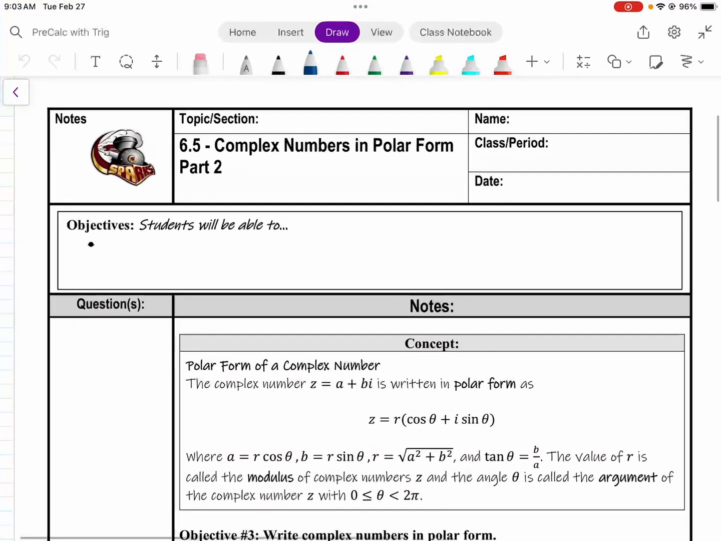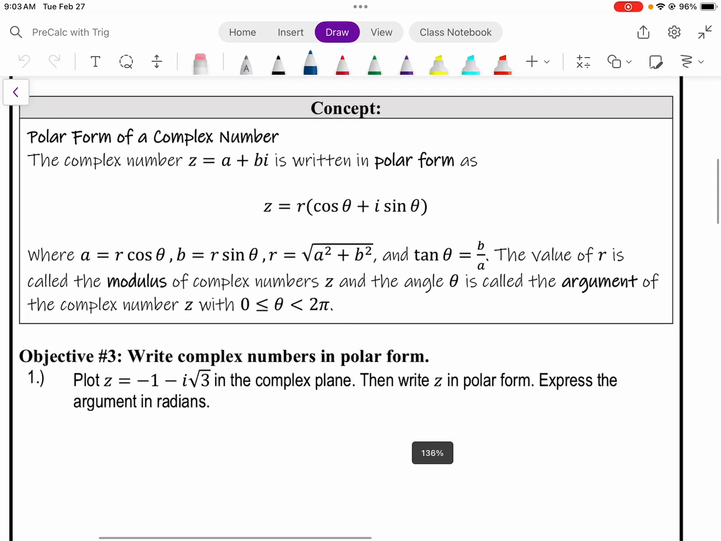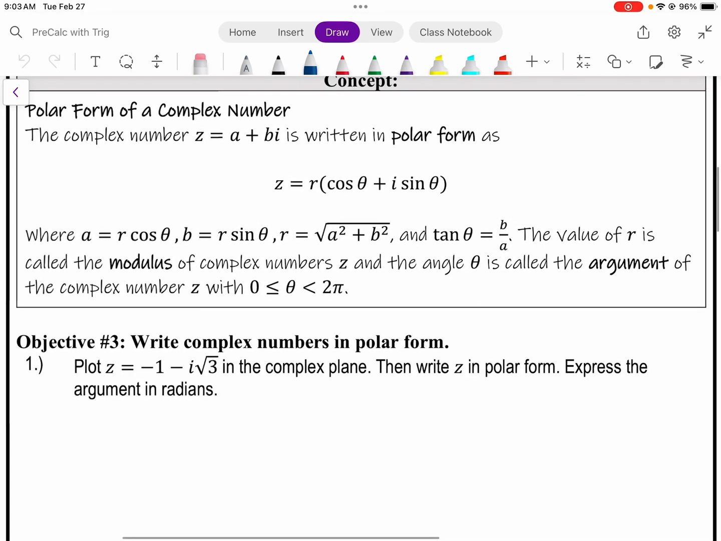All right, let's go ahead and get started with 6.5. This is going to be part 2. And again, today should be pretty easy as well. What we're going to be doing is going from polar form of a complex number, and basically we're just going to rewrite it in a different way. So we're going to rewrite it in polar form.